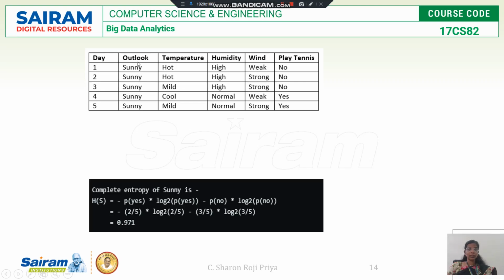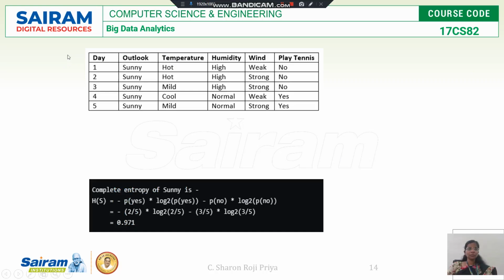Now you proceed with this data set. Calculate the complete entropy of sunny. In this, how many positive and negative instances? 2 positive and 3 negative instances. So how will you apply your entropy formula? It is minus P by P plus N into log 2 of P by P plus N, that is, 2 by 5 into log 2 of 2 by 5, minus 3 by 5 into log 2 of 3 by 5. You calculate, and you will get the answer as 0.971. This is the complete entropy value of sunny.